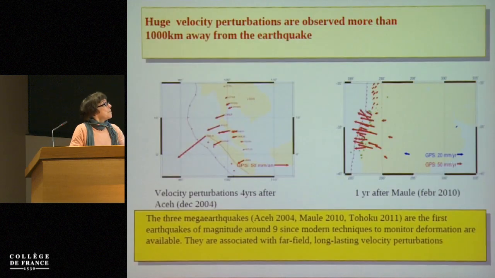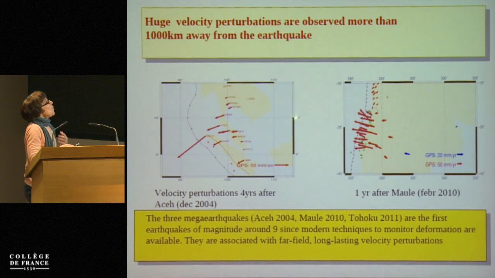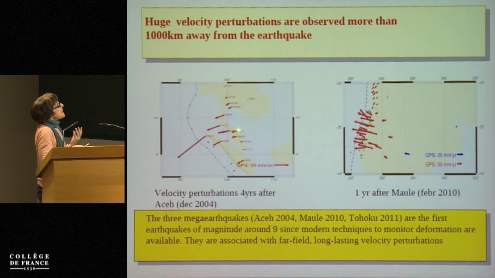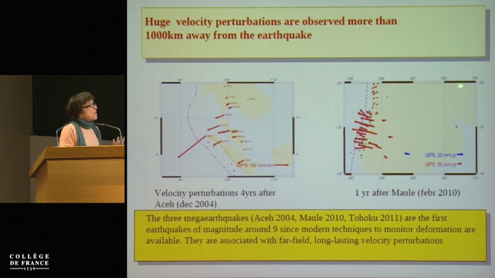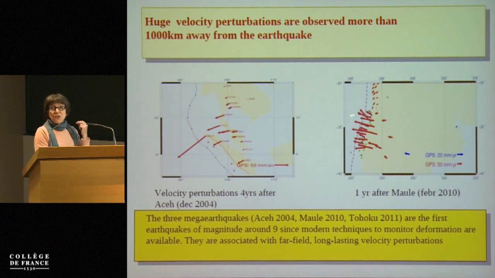So, what are the data at the basis of this work? You know that between 2004 and 2011, there have been 3 very large earthquakes: the Sumatra earthquake, the Japan earthquake, and the Chilean earthquake. These earthquakes each broke a big piece of the subduction interface.